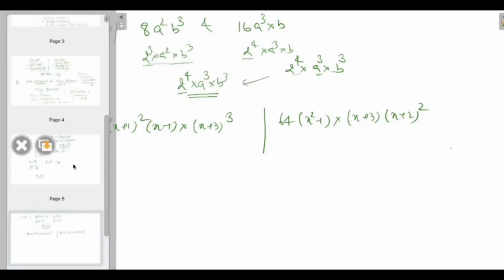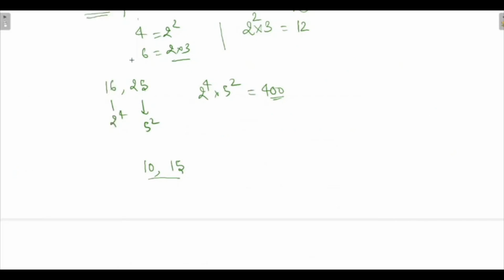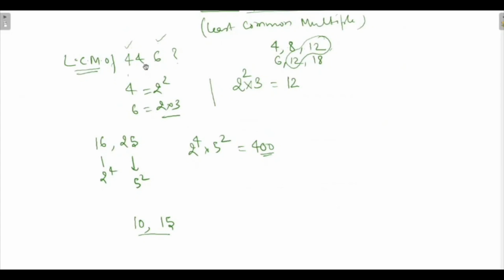Similarly, let's go back and try to see here. If I had to get the LCM of 4 and 6, first of all, I'll look at the distinct prime factors here. The distinct prime factors are 2 and 3. So first I'll write 2 into 3. Then I look at the highest power of 2. The highest power of 2 is 2. The highest power of 3 is 1, so 3 to the power 1. So this is why I'll get 12.